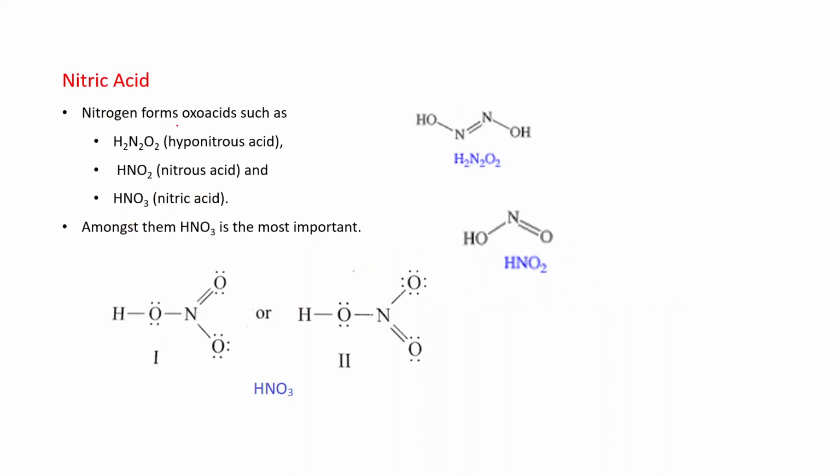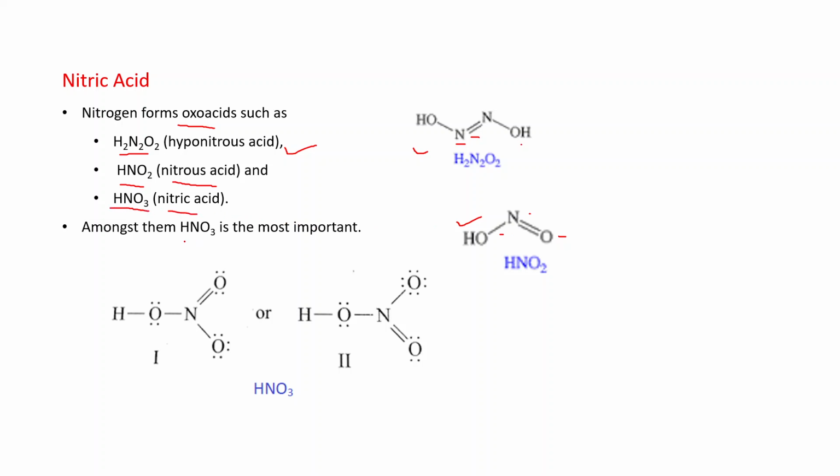Actually nitrogen forms oxo acids. Like this is H2N2O2, hyponitrous acid. This is its formula: HO single bond N double bond N single bond OH, hyponitrous acid. Actually this is the dimer of HNO. Okay, HNO2, nitrous acid, and this is the formula of HO single bond N double bond O.